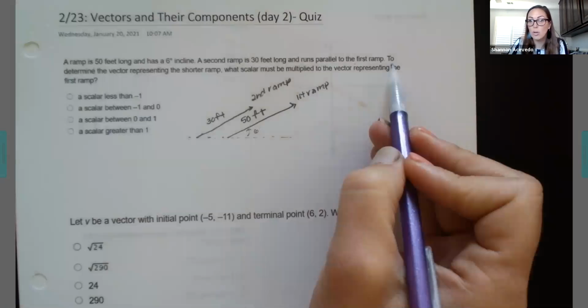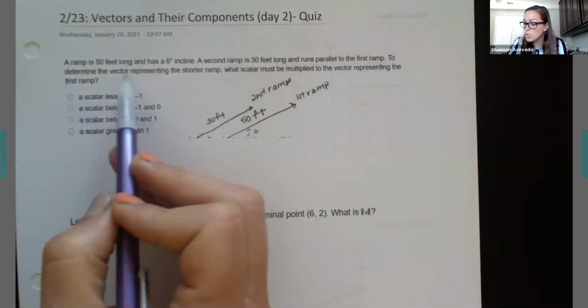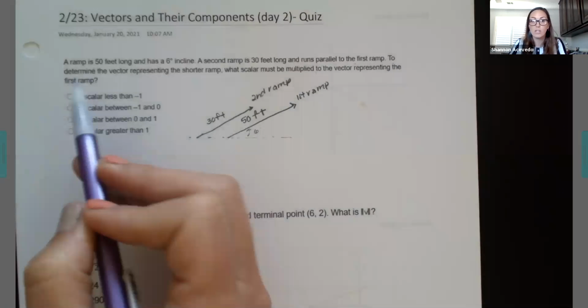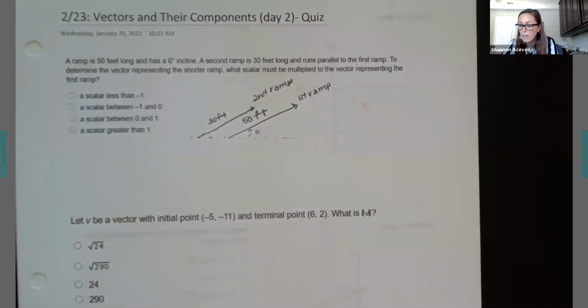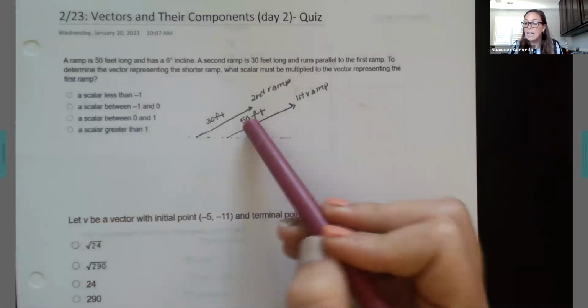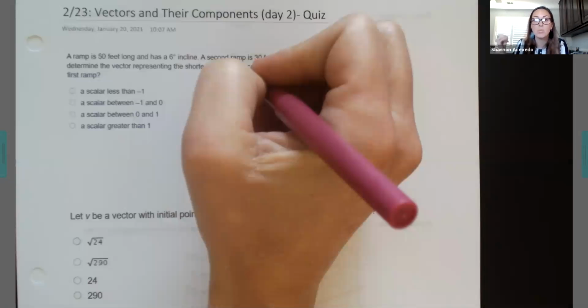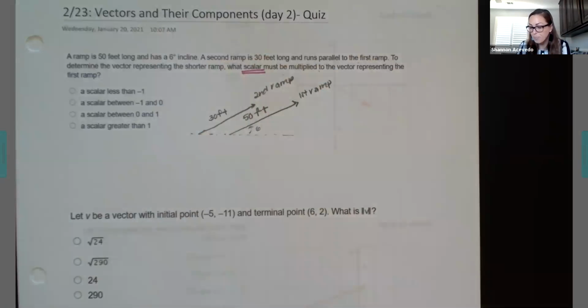Okay. So to determine the vector representing the shorter ramp, what scalar must be multiplied to the vector representing the first ramp? So again, this is the vector representing my first ramp, and it's asking you what scalar. That's going to be some type of numeric number. It's always going to be a numeric number. A scalar is what you multiply something by.